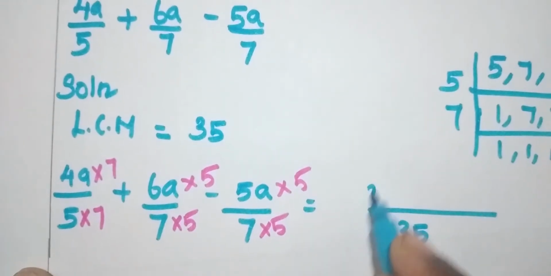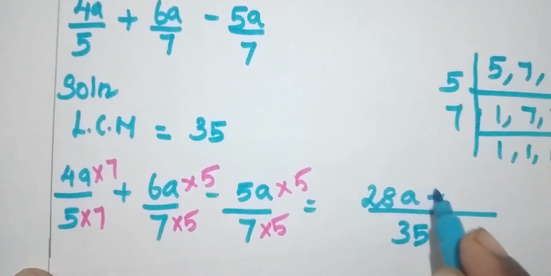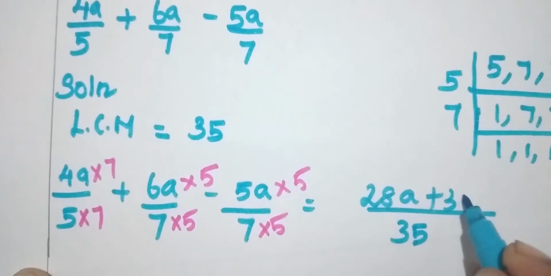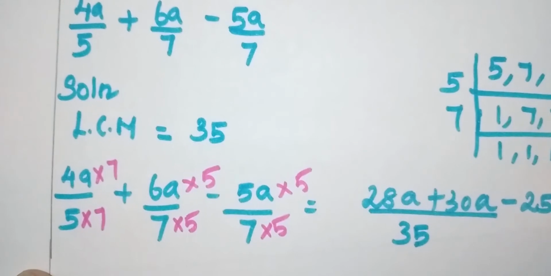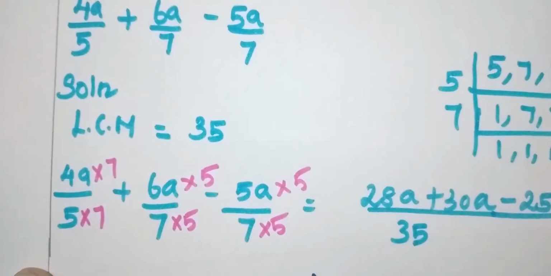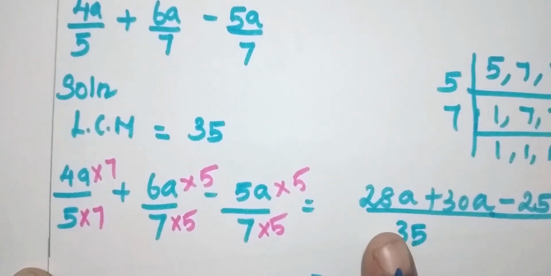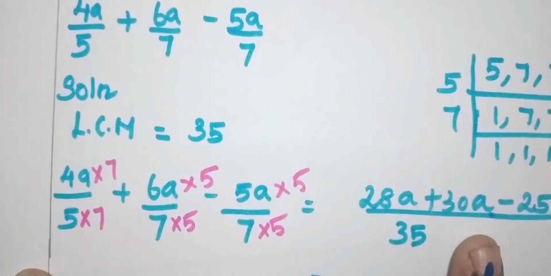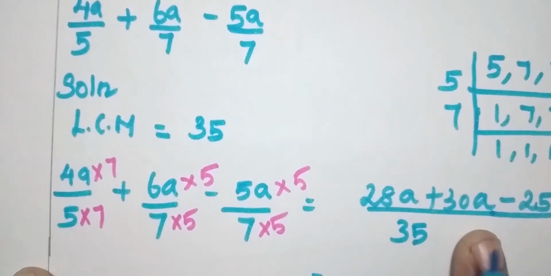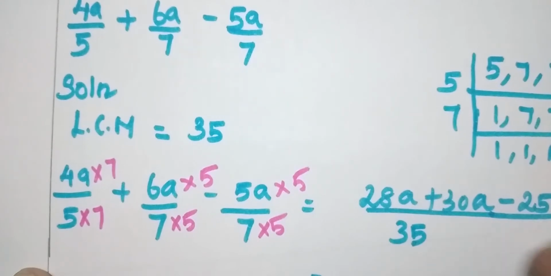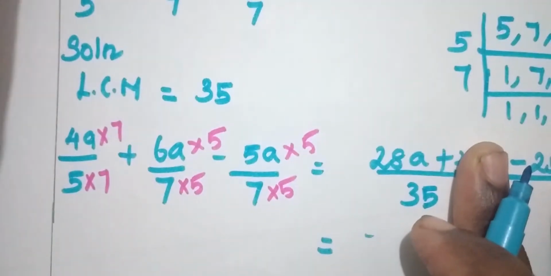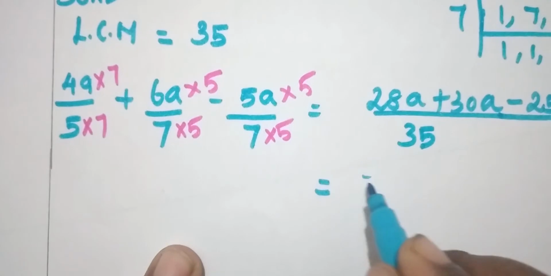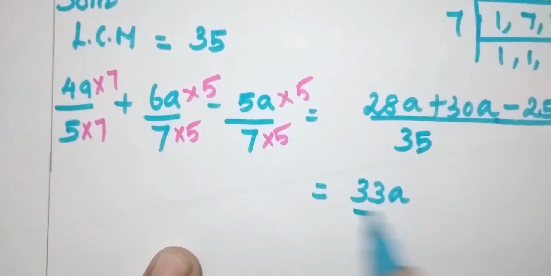Seven 4s are 28a plus 6 5s are 30a. 5 5s are 25, minus 25a. 28a plus 30a is 58a. 58a minus 25a is, what's the value of 58a minus 25a? Yes, 33a. 33a by 35.